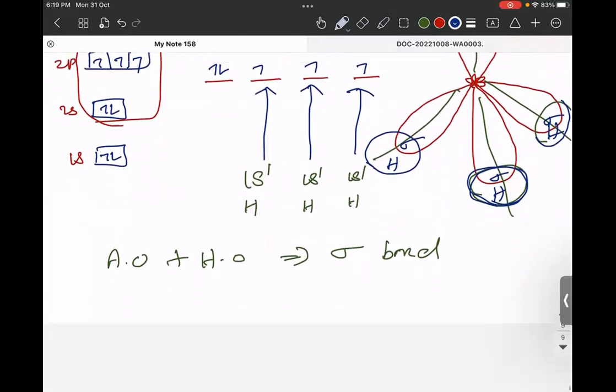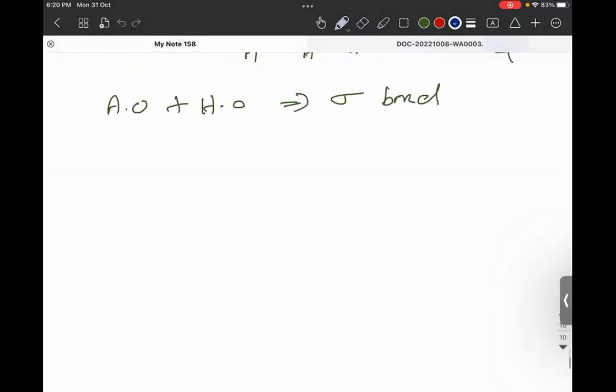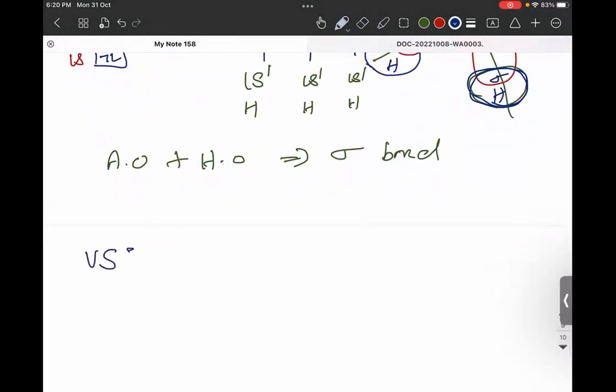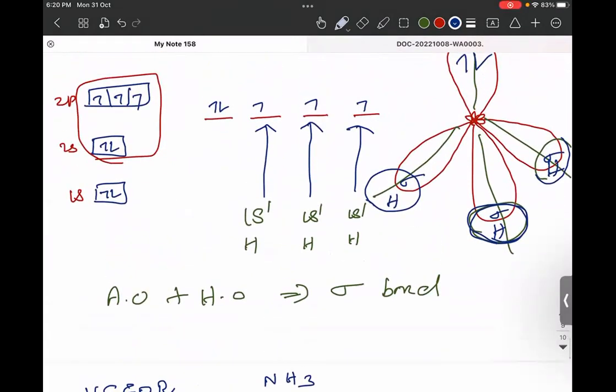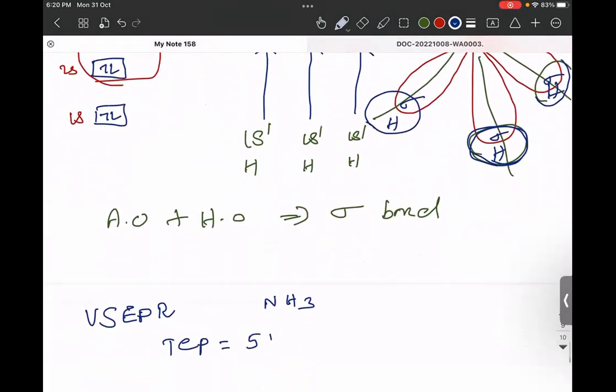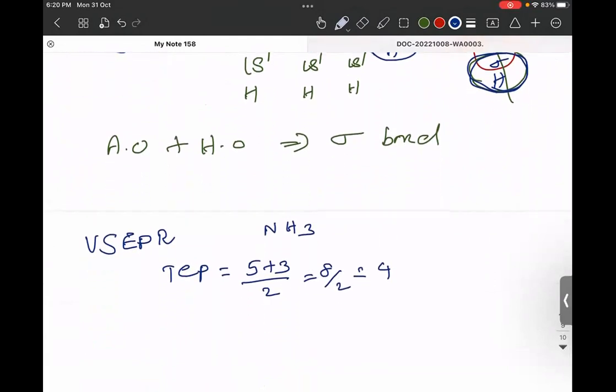Okay. Now you go to VSEPR theory. According to VSEPR, the total electron pairs equal to the electron pairs around the central atom. So for NH3, nitrogen: what is the valence electron count? 5. How many monovalent atoms are attached? 3. So 5 plus 3 is 8, divided by 2 is 4. Correct? 4.